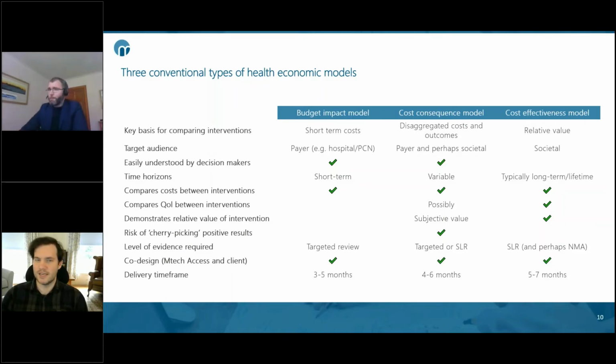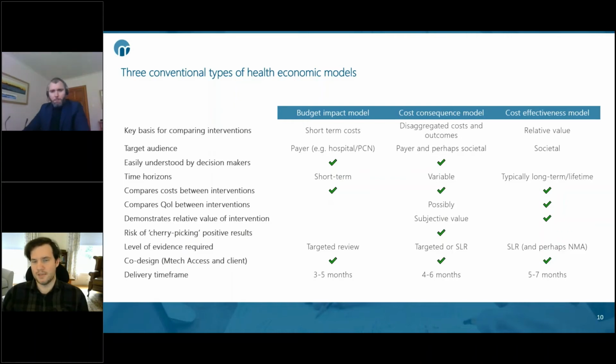Now, the time horizon, in other words, the length of time that you expect to accrue costs and benefits from your device. In cost consequences, it depends. It's variable, very variable, largely on the device. It is dependent still on the device and the outcomes from it in the cost effectiveness model. But there is this tendency to look long-term or lifetime, particularly for quality of life and life expectancy and these sort of things, in the cost effectiveness model.